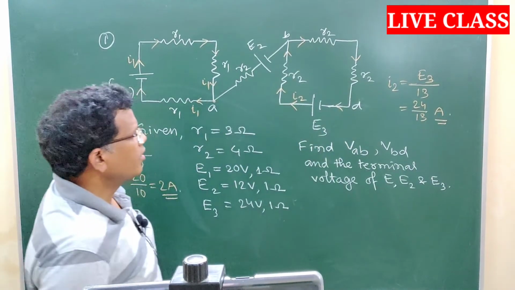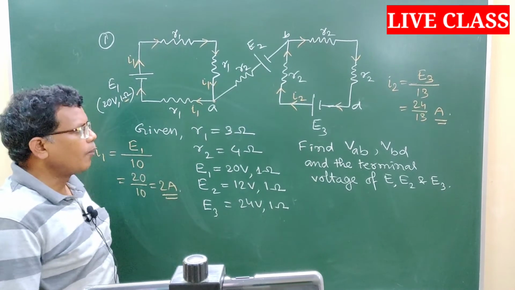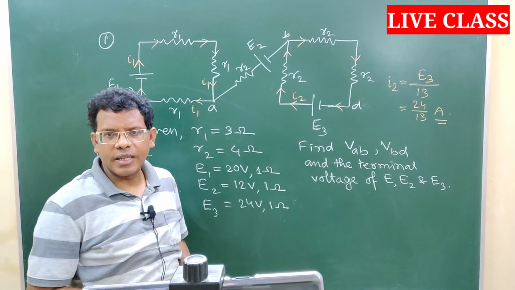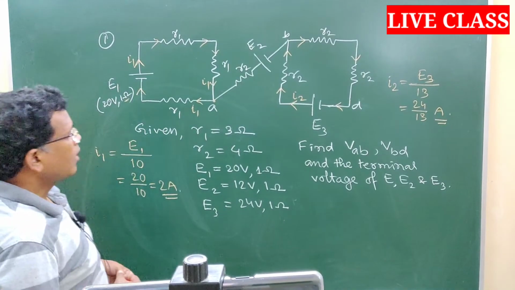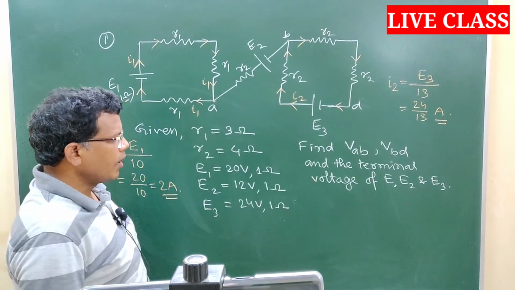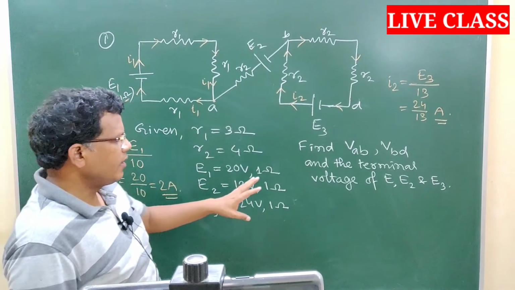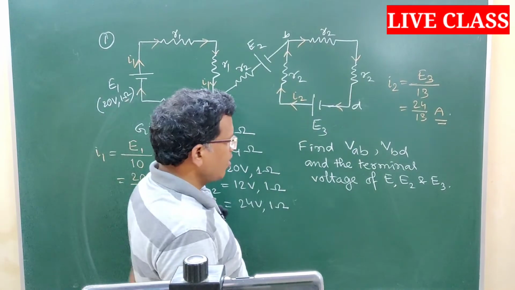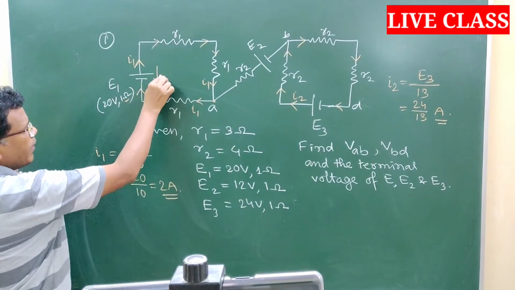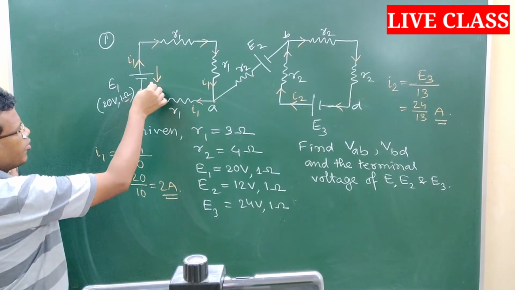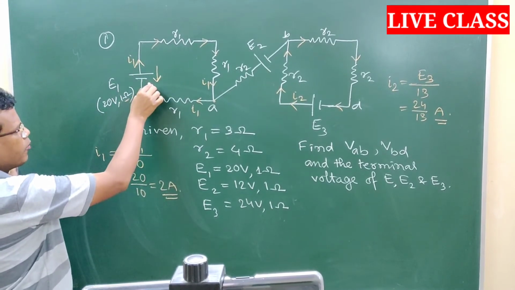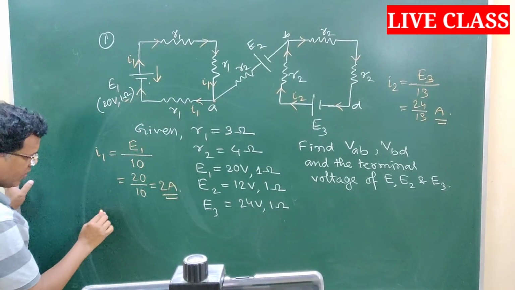That will be the current flowing in the second loop operated by the battery of EMF 24 volt, right? So after knowing the current in the respective loop, now we are concerned about calculating the terminal voltage. See, across E1, this battery, the EMF value is 24 volt and current is going from negative to positive terminal.